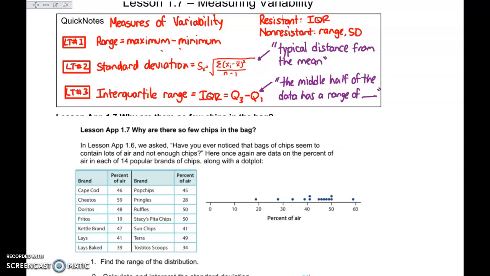All right, this is video number 2 that goes with lesson 1.7, measuring variability. This is the back side of the notes. So quick notes, the learning targets that we should have learned are the first one, measure of variability.